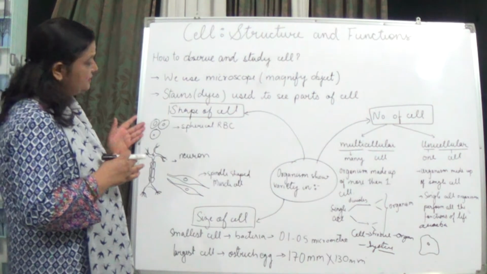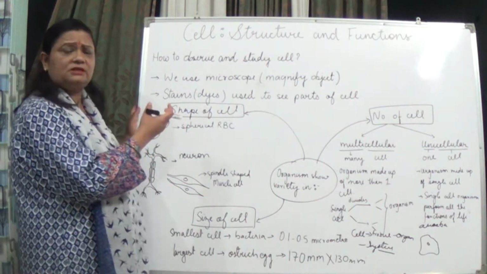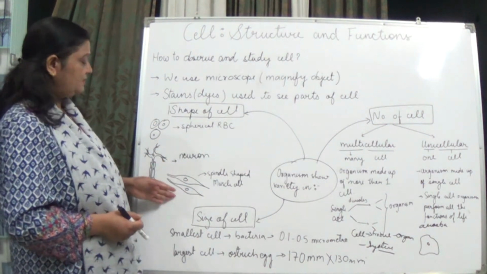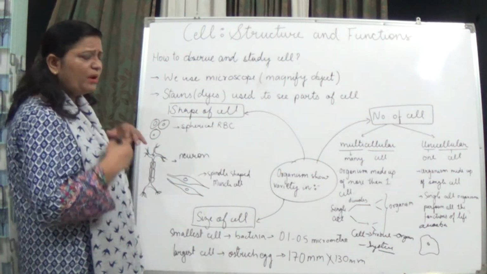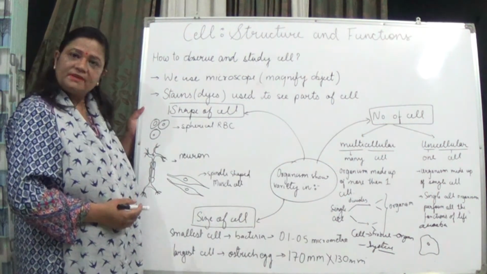Like these spherical RBCs, red blood corpuscles, they are spherical in shape. Actually they are carrying what? Oxygen to the body. Okay, this is a muscle fiber, you can see that it is spindle shaped. So according to the function, the shape of the cell is decided.